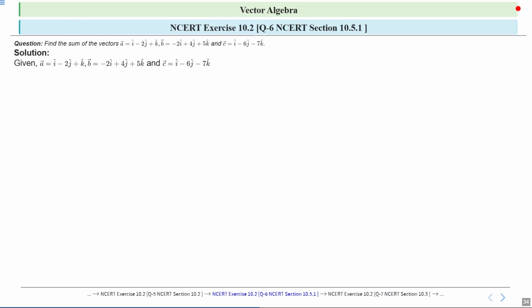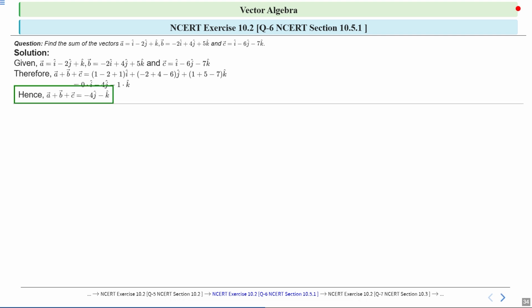So given that A vector is equal to i cap minus 2 j cap plus k cap, B vector is equal to minus 2 i cap plus 4 j cap plus 5 k cap, and C vector is equal to i cap minus 6 j cap minus 7 k cap. Therefore, A vector plus B vector plus C vector is equal to (1 - 2 + 1) i cap plus (-2 + 4 - 6) j cap plus (1 + 5 - 7) k cap, which is equal to 0 i cap minus 4 j cap minus 1 k cap. Hence, A vector plus B vector plus C vector will be equal to minus 4 j cap minus k cap.